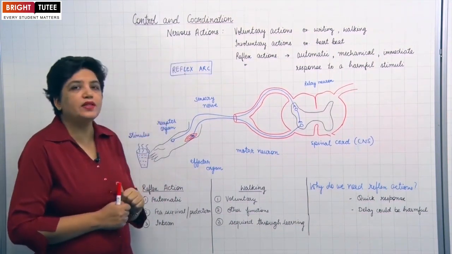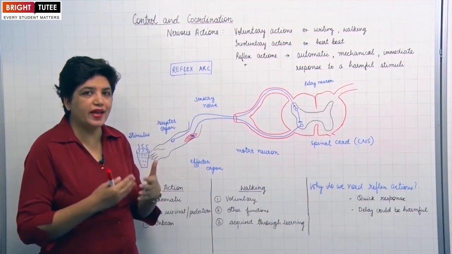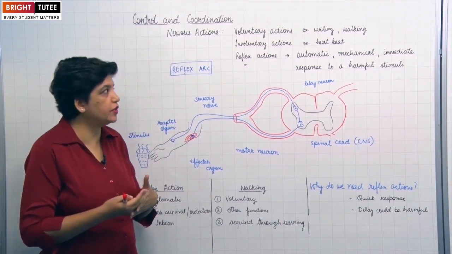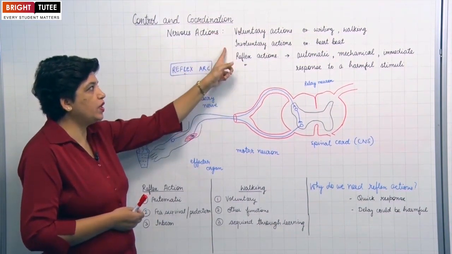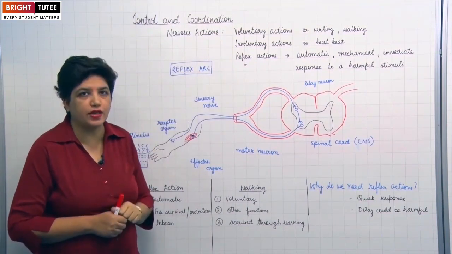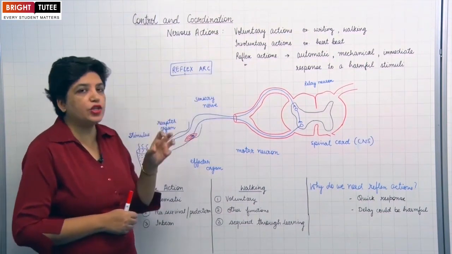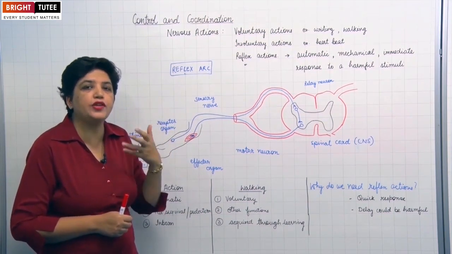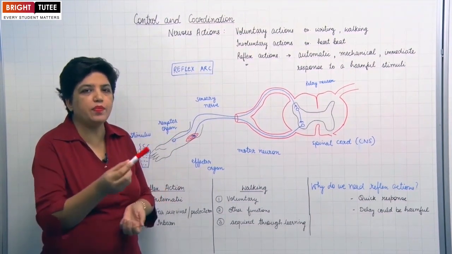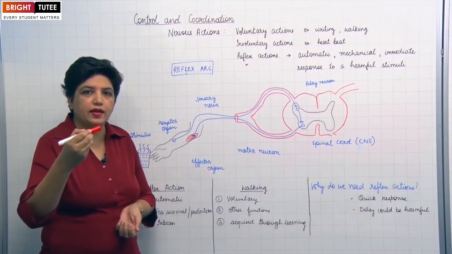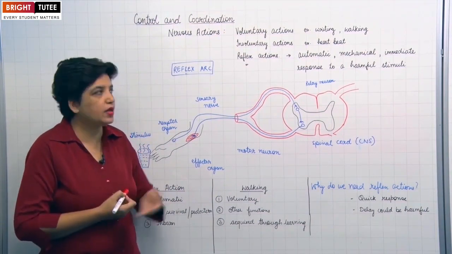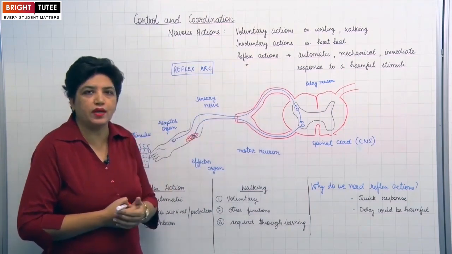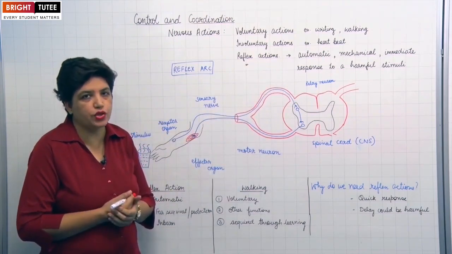Now there are three types of nervous actions, the actions shown by the nerves: voluntary actions, involuntary actions and reflex actions. The voluntary actions are the conscious activities or the actions which you take at your own will. For example, if you pick up a pen and start writing, that is a voluntary action. Writing, walking, all these are voluntary actions.